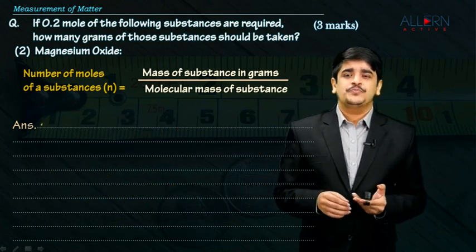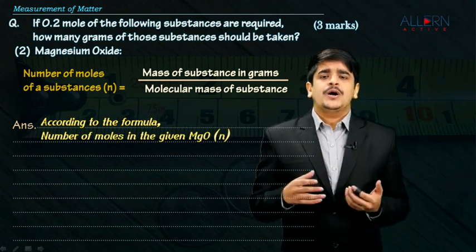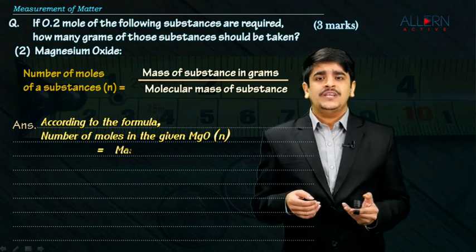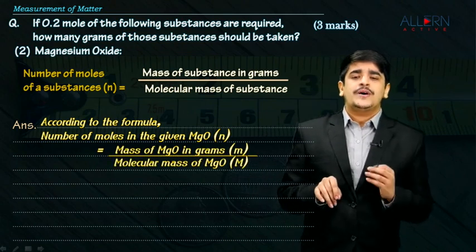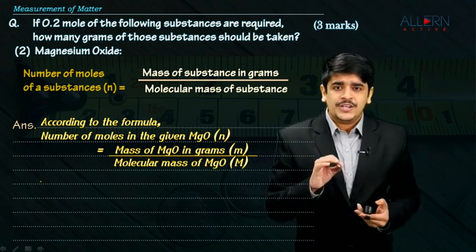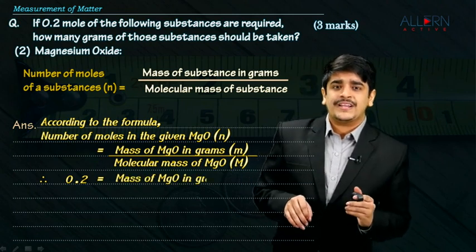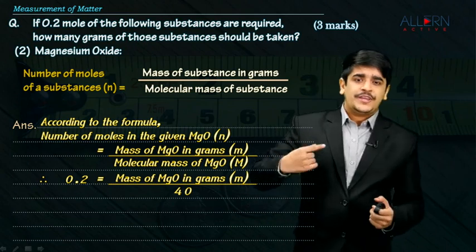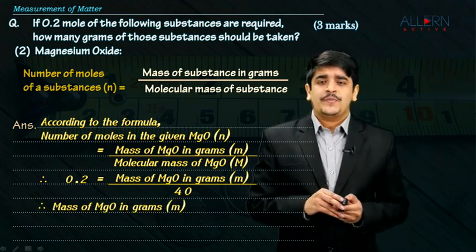Let's continue. Okay, so now according to the formula which has been given over here, the number of moles present in magnesium oxide, represented by the value n, is the mass of the substance in grams that we need to calculate divided by the molecular mass of MgO that we just calculated. So, how many moles do we need? We need 0.2. The numerator value needs to be calculated, but the denominator is something that we have already done, 40. This 40 should be taken onto the other side. So, 40 into 0.2, that is going to give me my answer.